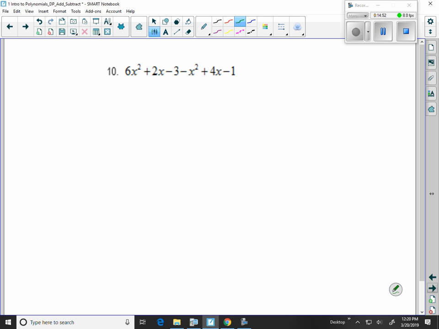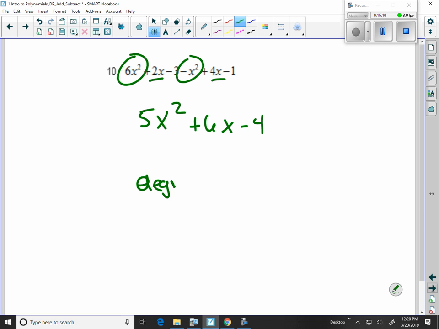Okay, number 10. Combine like terms. Put them in order. Oh, never mind, I missed that x squared. 5x squared plus 6x minus 4 for that one should be degree 2. Is that the only directions for number 10? That's what I got, yeah.